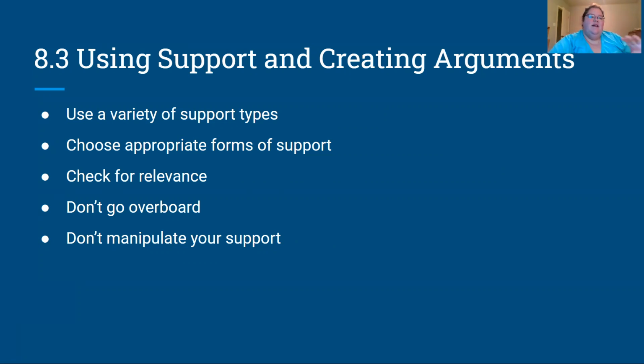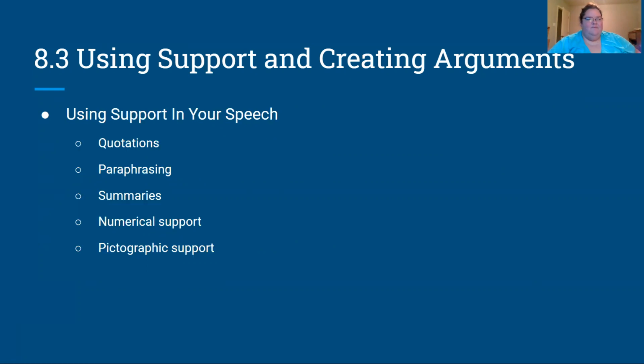So the more that you can combine the types of support that you have, the more whole your speech is going to be. You want to make sure you're using appropriate forms of support, both for your audience, topic, and occasion. Make sure that it's relevant to your topic and audience. Don't go overboard. We want to hear your voice in the speech, and so don't just have it full of support and not any of your claims at all. And never manipulate your support. You don't want to twist it to say something that it does not say.